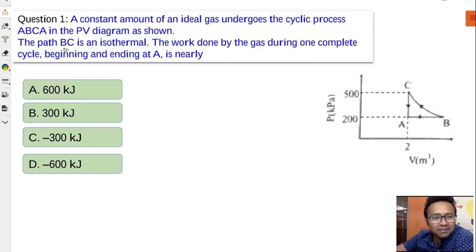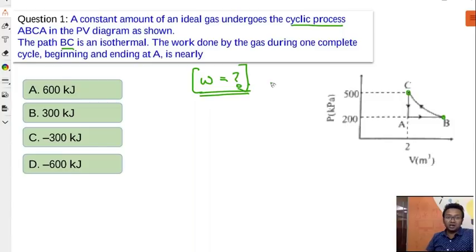See, they have only said that BC is an isothermal process. It is going through a cyclic process, this entire process, and BC is isothermal. So as we go from B to C, it is an isothermal process. And they have asked us what is the work done by the gas during one complete cycle. They are asking us what is the work done. We could have done it very easily. We have just learned work done in a cyclic process is nothing but the area enclosed by the cycle.